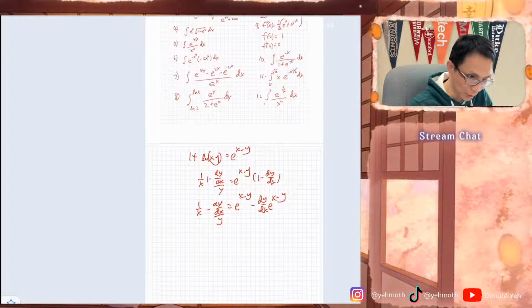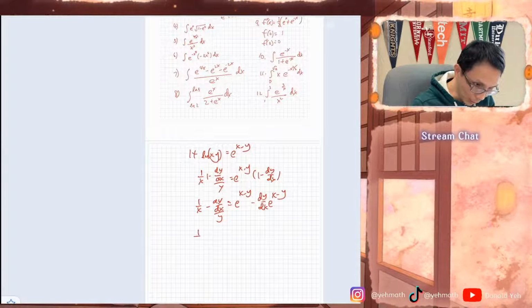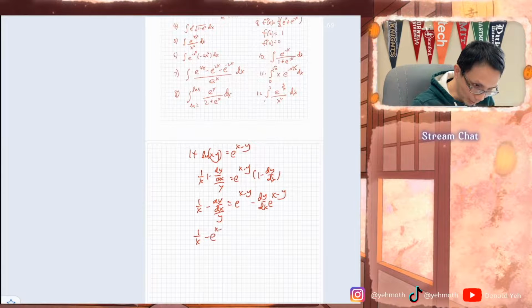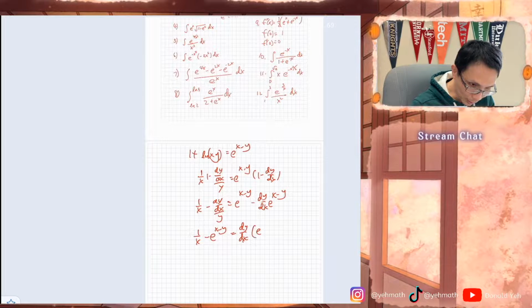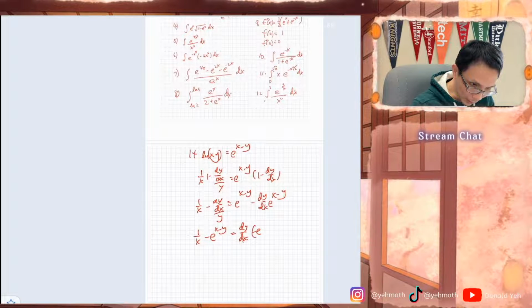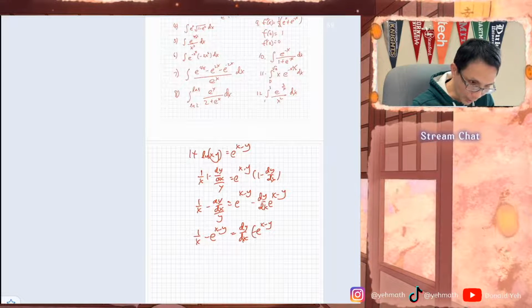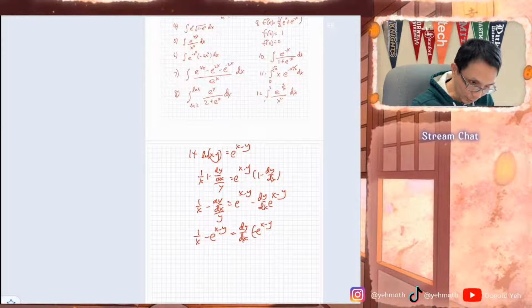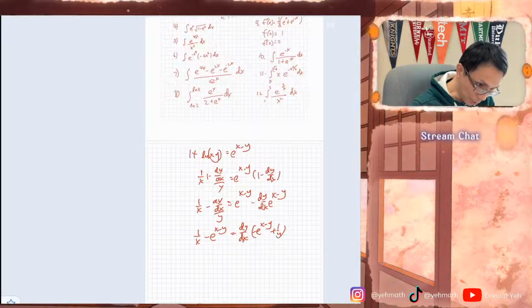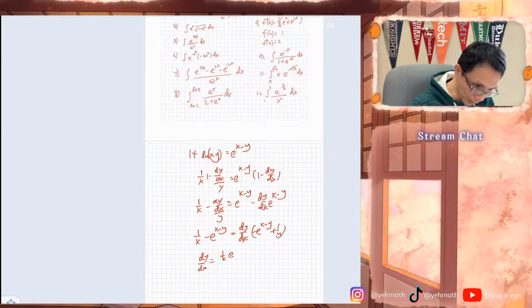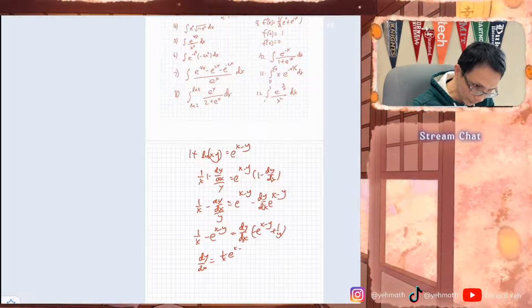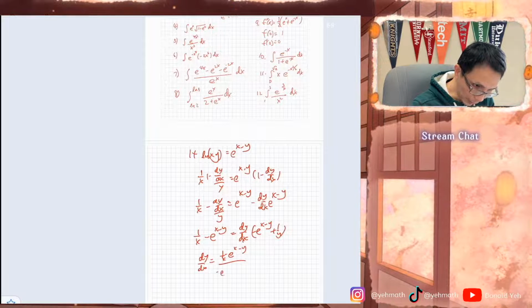I can choose to do that, move it to the other side, 1 over x minus e to the x minus y, and I can take out dy/dx here. That's going to be negative e to the x minus y, and then plus 1 over y. Now I can choose to do that. dy/dx equal to 1 over x minus e to the x minus y, over negative e to the x minus y plus 1 over y.